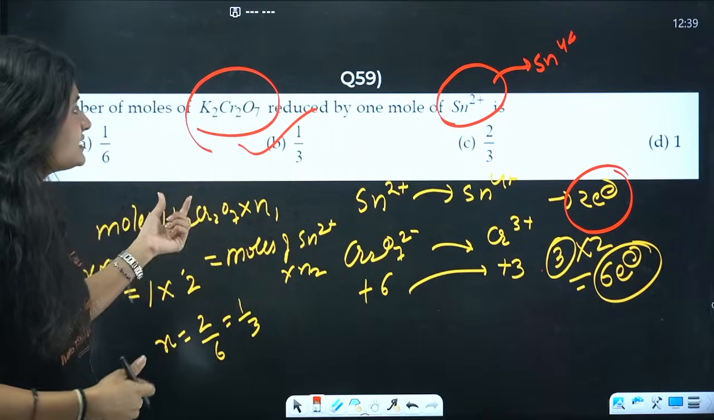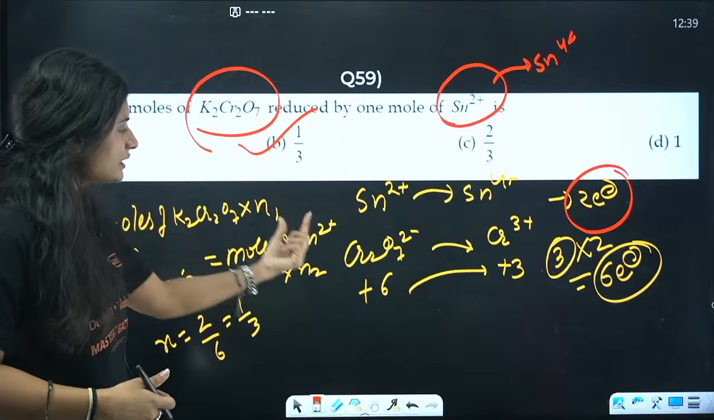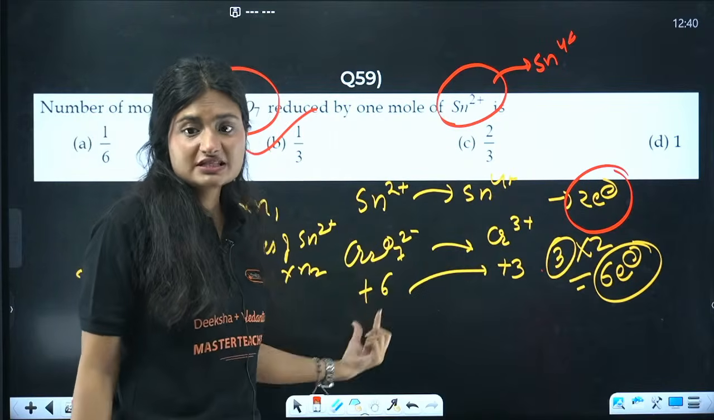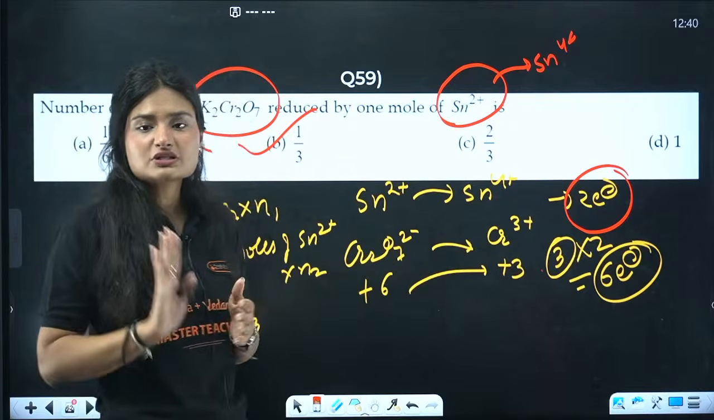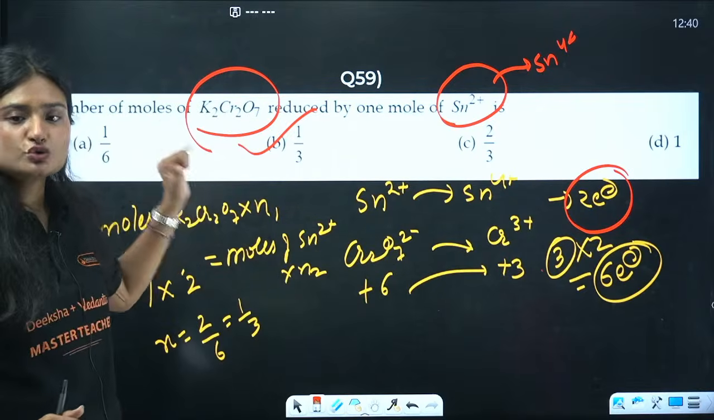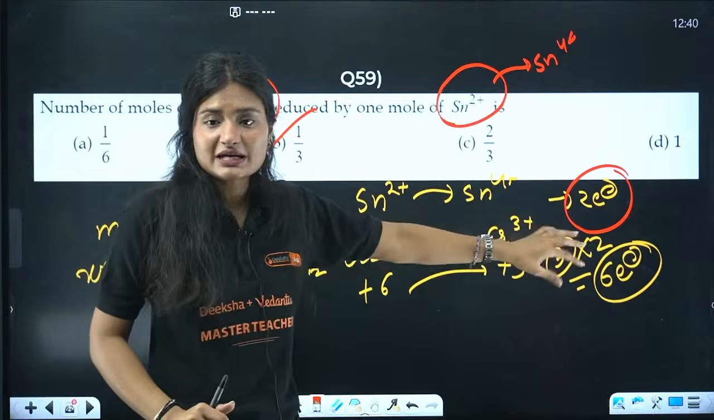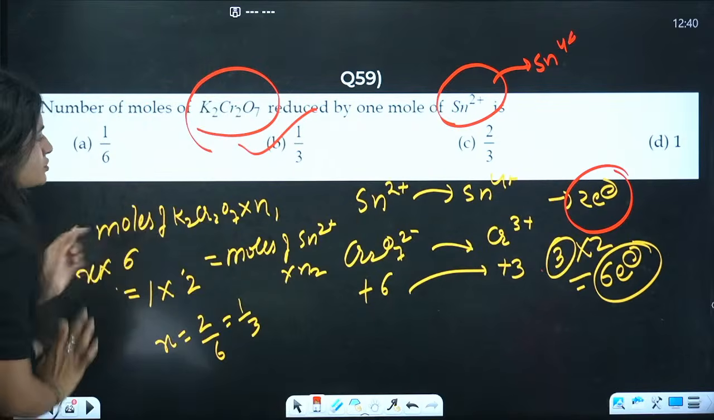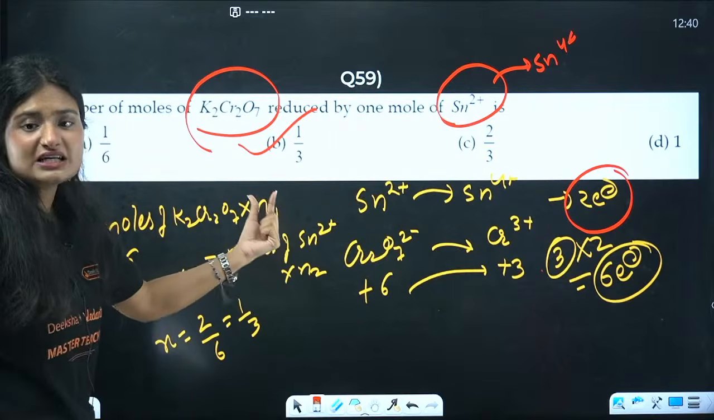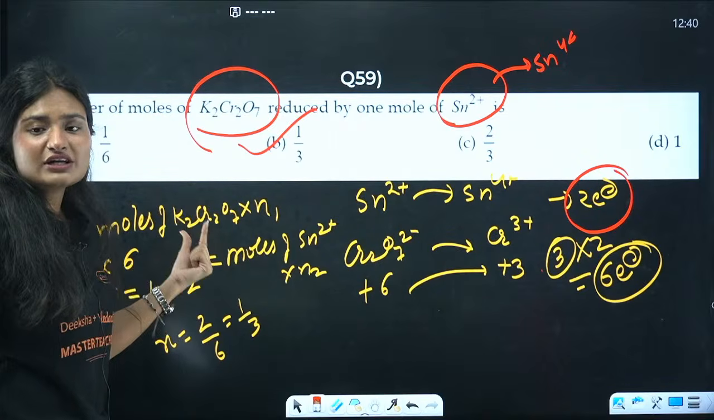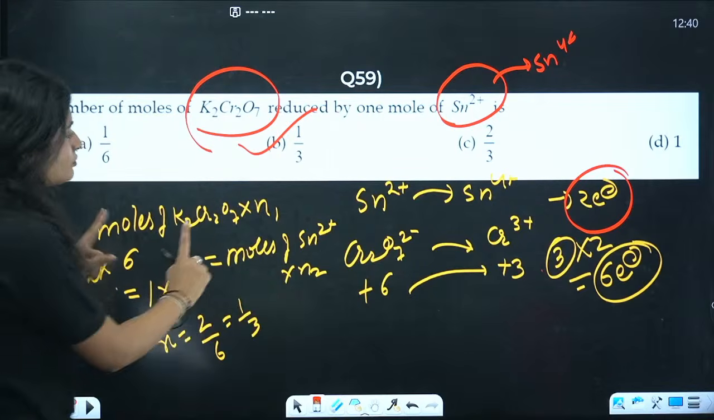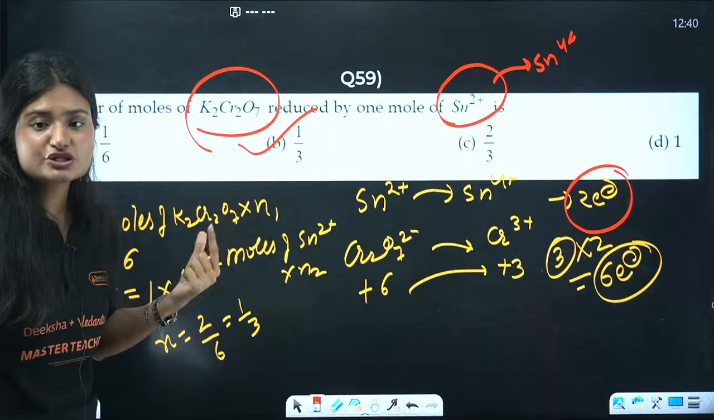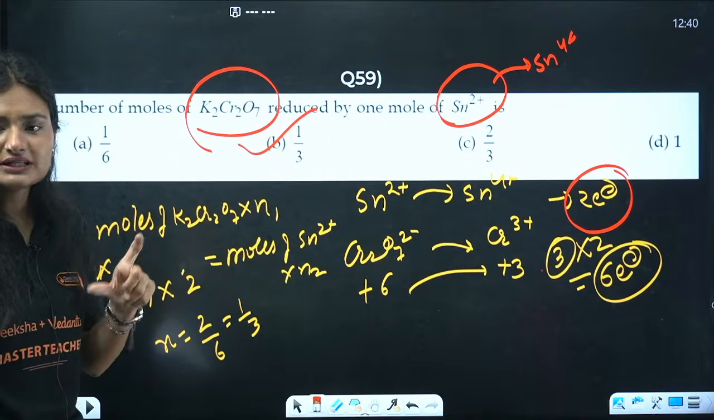In this case, when you reduce Cr2O7 2-, it reduces to Cr3+, that is +6 to +3. That means 3 electrons are involved, but we have 2 Cr, so 6 electrons. So what you will do? Moles of K2Cr2O7 times N1, where N1 is the number of electrons required for reduction, equals moles of Sn2+ times N2, where N2 is the number of electrons involved in oxidation.